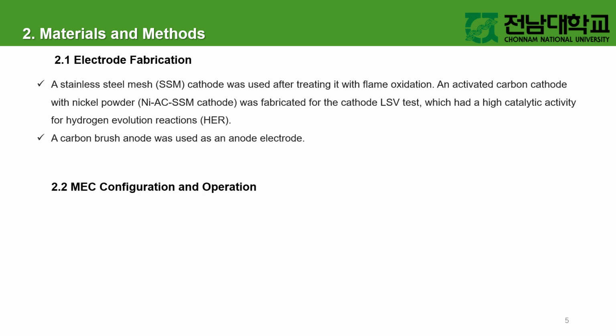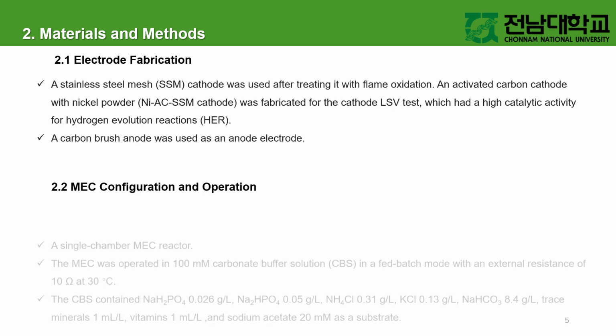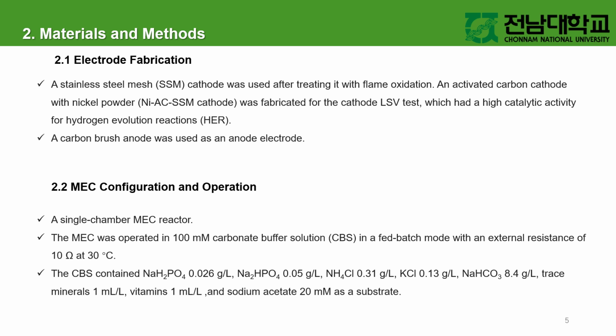Then is MEC configuration and operation. A single-chamber MEC reactor was fabricated with polycarbonate, with the anode and cathode horizontally facing each other and spaced at about 15 mm to prevent short circuits. The brush anode was inoculated with domestic wastewater having effluents of primary sedimentation and activated sludge in the MFC with an external resistance of 1000 ohms.